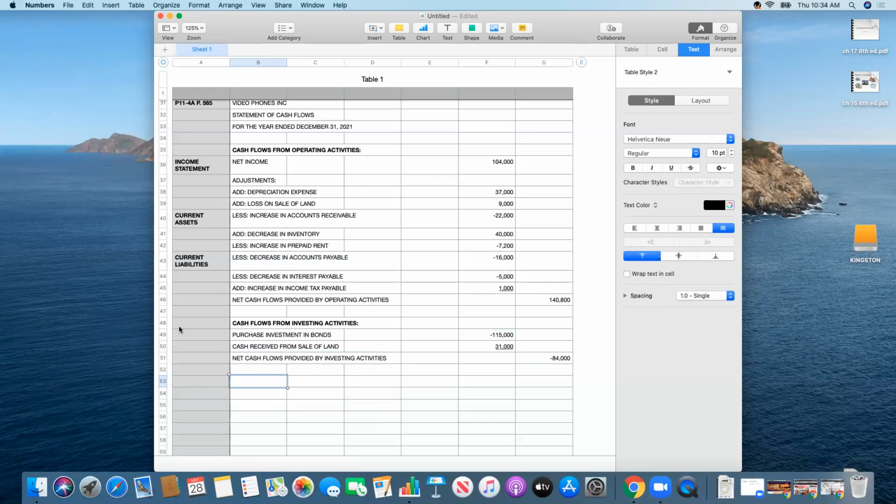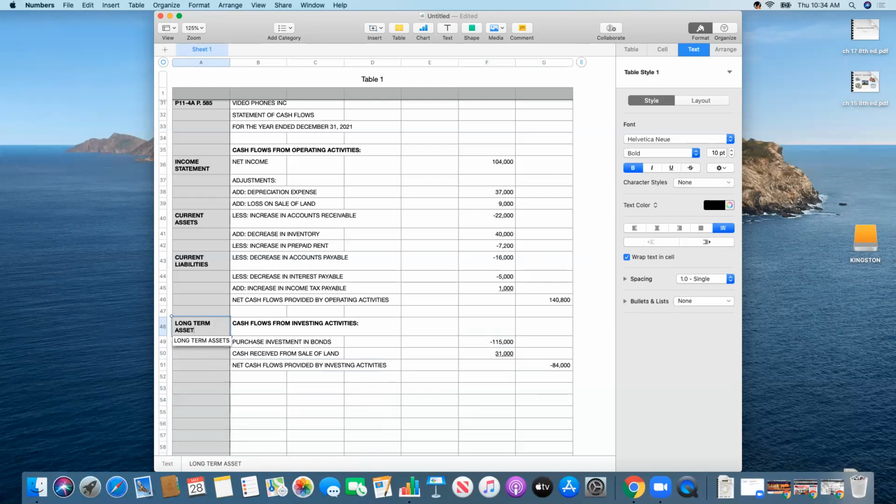Right, and where did I find these numbers? The long-term assets, right? And additional information, right?